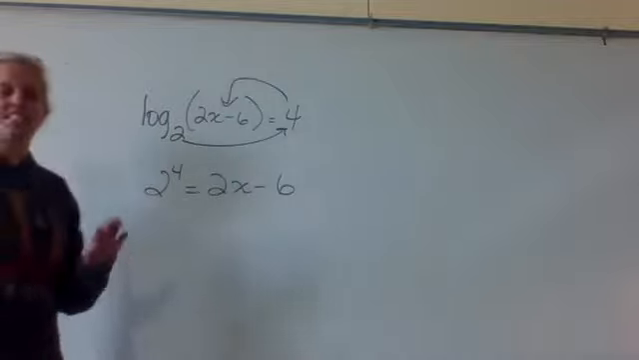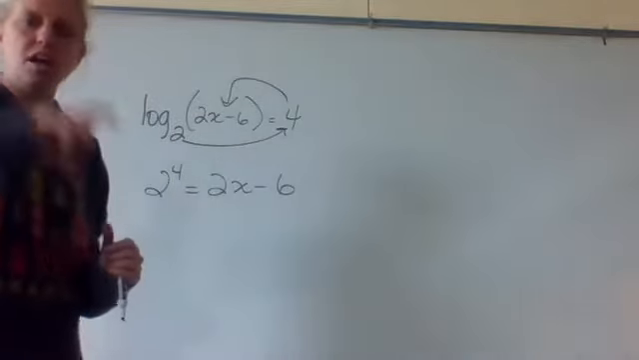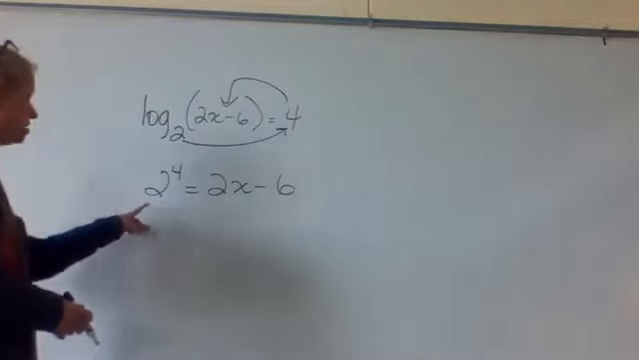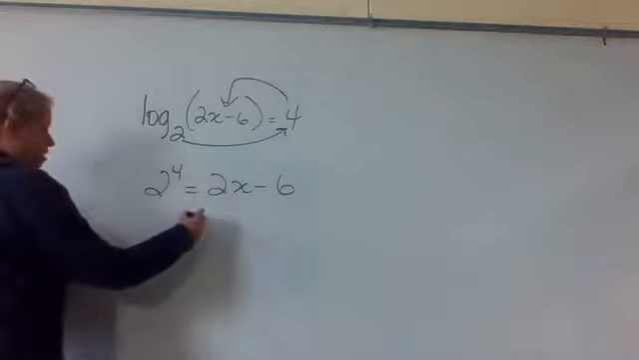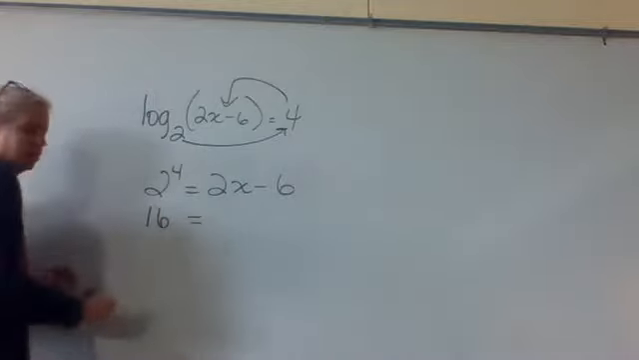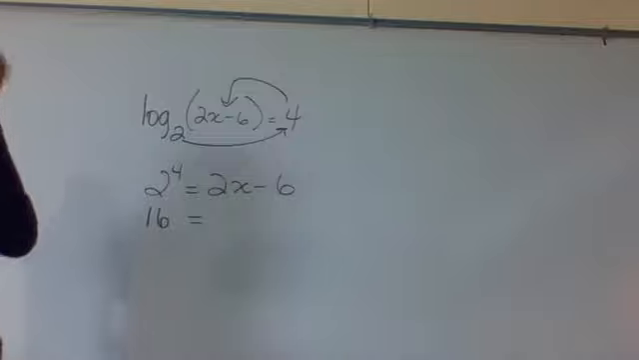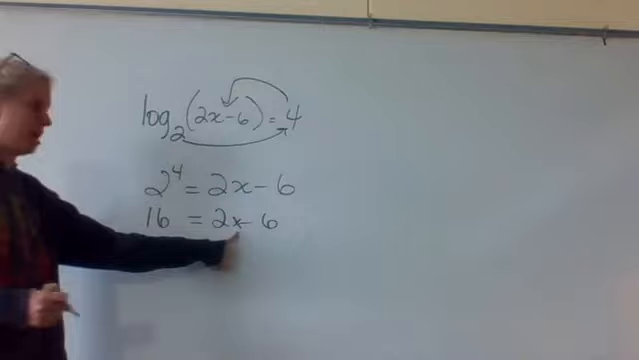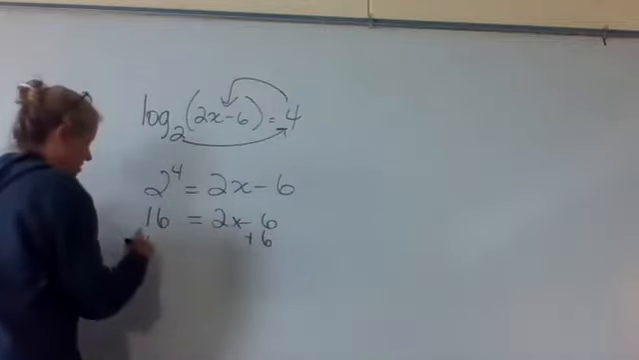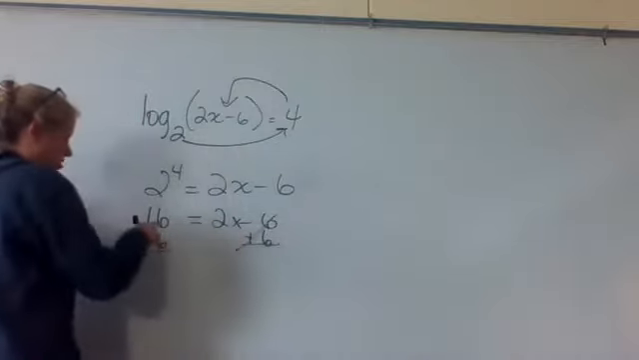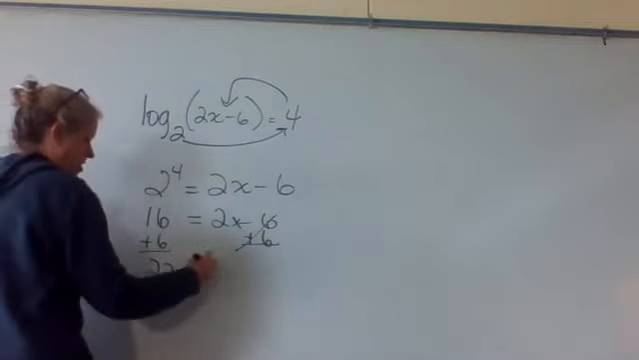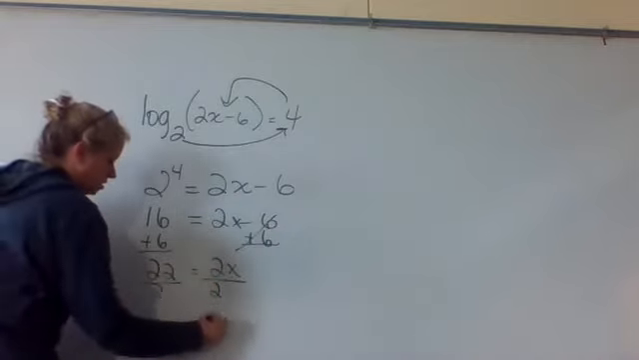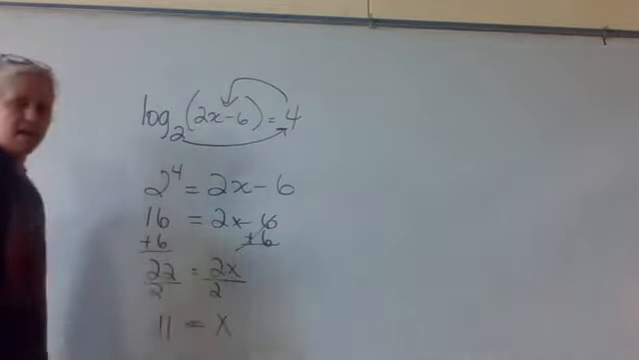These two equations say the same thing, right? We can go back and forth between logs and exponents depending on what we need to get the x by itself. Well, now I can say, 2 to the 4th power is 16 equals 2x minus 6, and then just get that x by itself. So add the 6 to both sides. So 16 and 6 is 22 equals 2x. Divide by 2. So x equals 11.